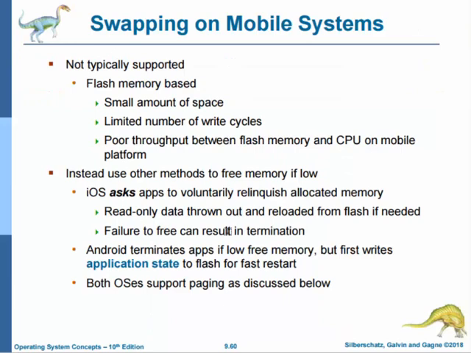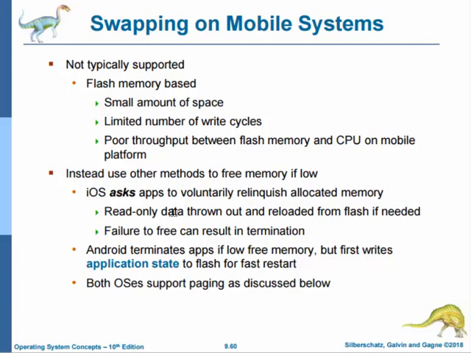Now, how is swapping done on mobile systems? Most operating systems for PCs and servers support swapping pages, but in contrast, mobile systems typically do not support swapping in any form. Mobile devices generally use flash memory rather than the more spacious hard disk for non-volatile storage. The resulting space constraint is one reason why mobile operating system designers avoid swapping.